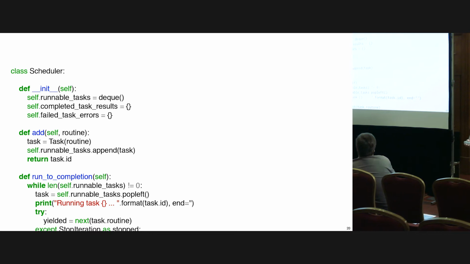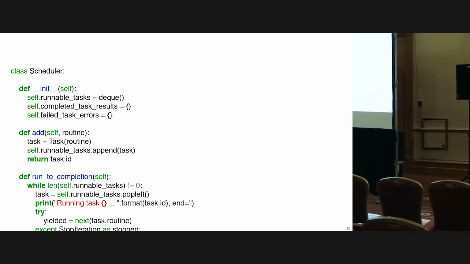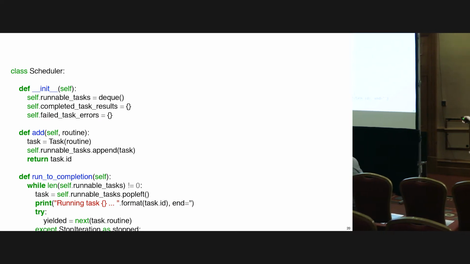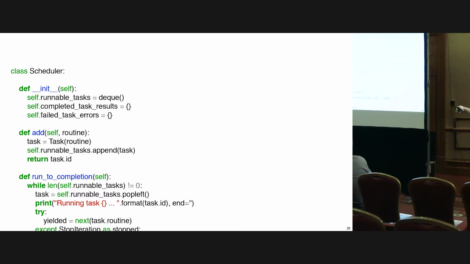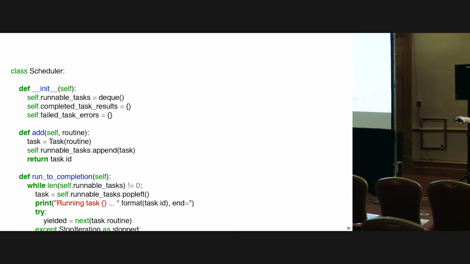Now we need a scheduler, which actually also turns out to be a very simple thing. So here's a scheduler for running tasks, and it consists of a collection of tasks in a deque, a double-ended queue, and two dictionaries in which we can store the results from tasks which have completed successfully, and the exceptions from tasks which have not completed successfully, failed in some way. We have a method add, which allows us to add a routine. All this does is wrap up the routine in a task and append the task to the queue, and then return the task ID. Okay, it's a very straightforward thing.